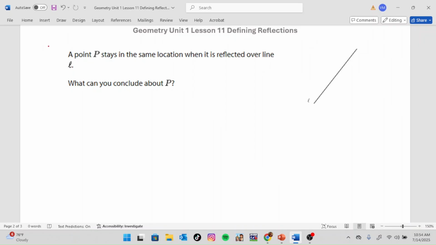Practice problem number 2. A point P stays in the same location when it is reflected over line L. What can you conclude about P? So we need to understand that when we say it is reflected over line L, we're saying it's reflected across line L.